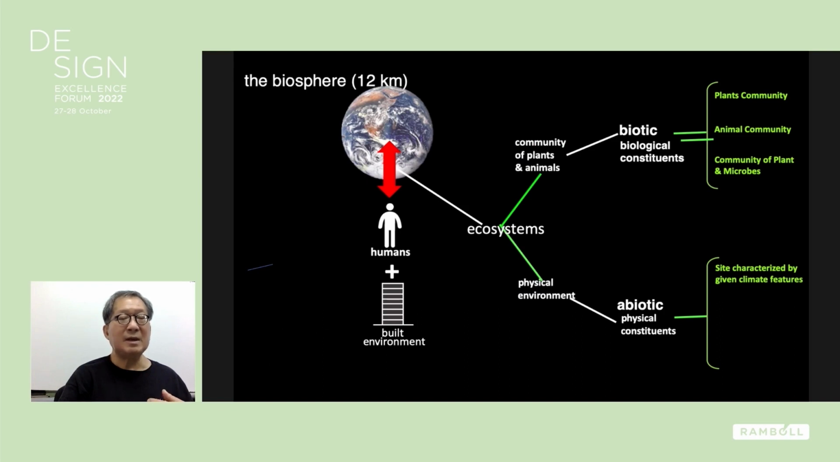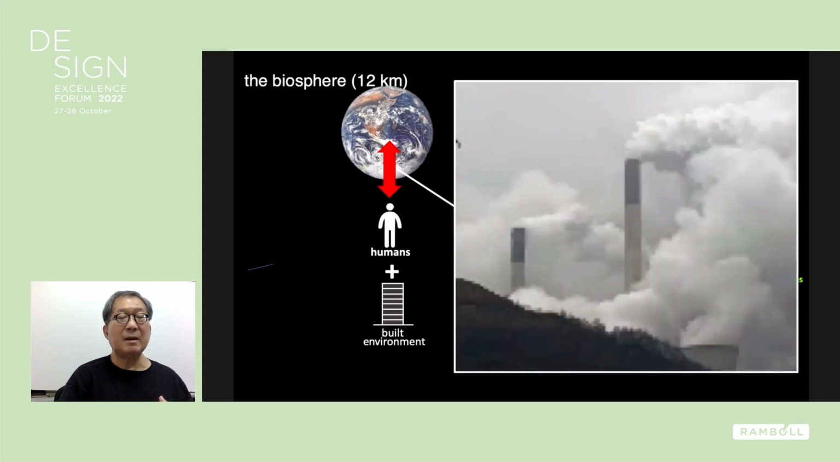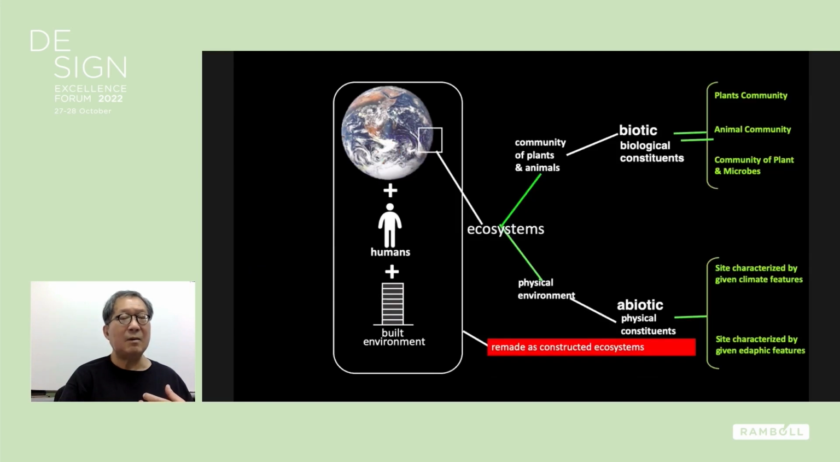So what we're doing in sustainable design is really for the future of human beings and all the species and the environments on the planet. And so we have to be careful of what we do, and we have to start now.